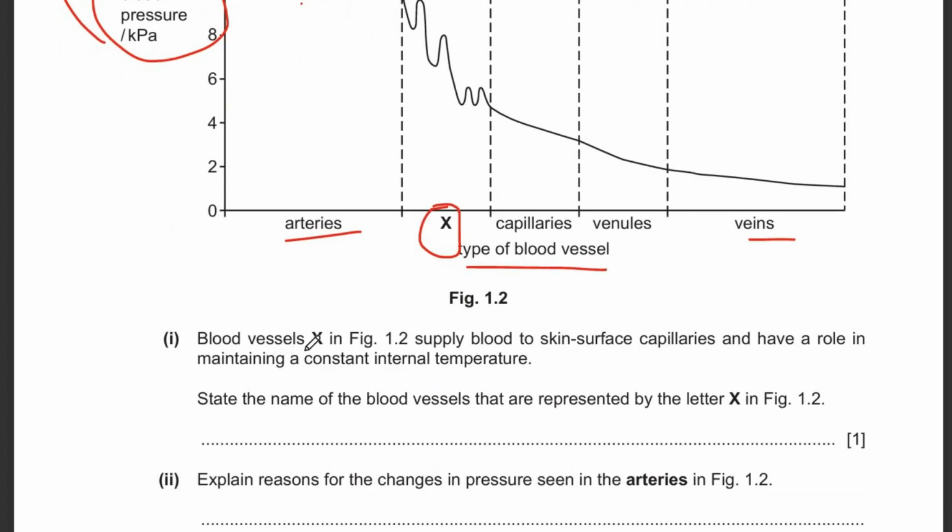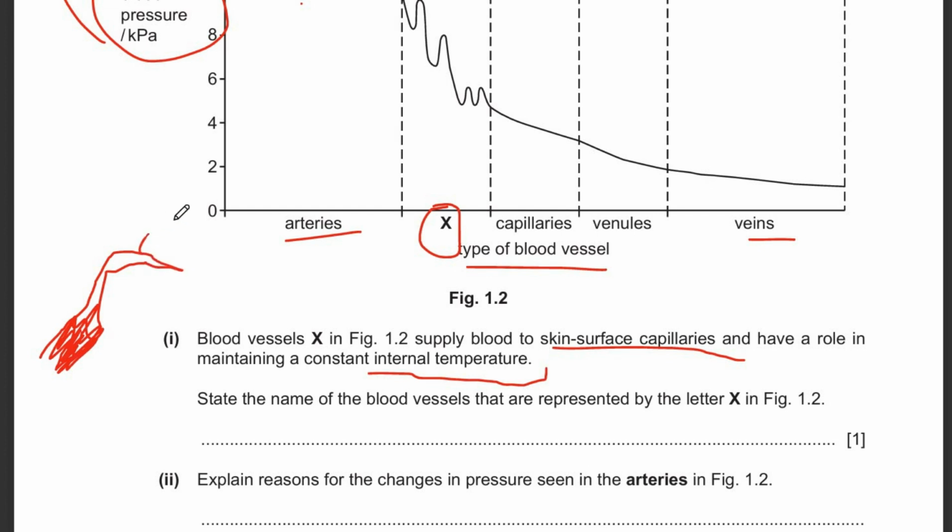Alright. So part 1 says blood vessels X in figure 1.2 supply blood to the skin surface capillaries and have a role in maintaining constant internal temperature. Thermoregulation. So we all know that the vessels responsible for supplying blood to the skin surface and playing a role in thermoregulation are the arterioles. What happens is that this is the artery. Then it gets divided into narrow arterioles. And then we have the blood capillaries.